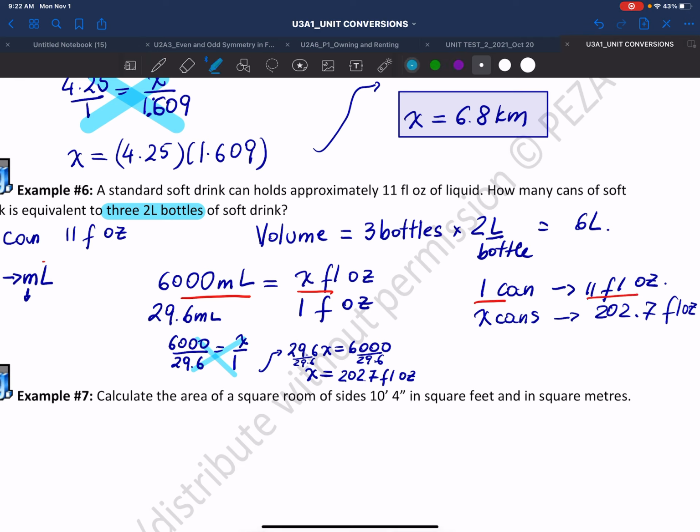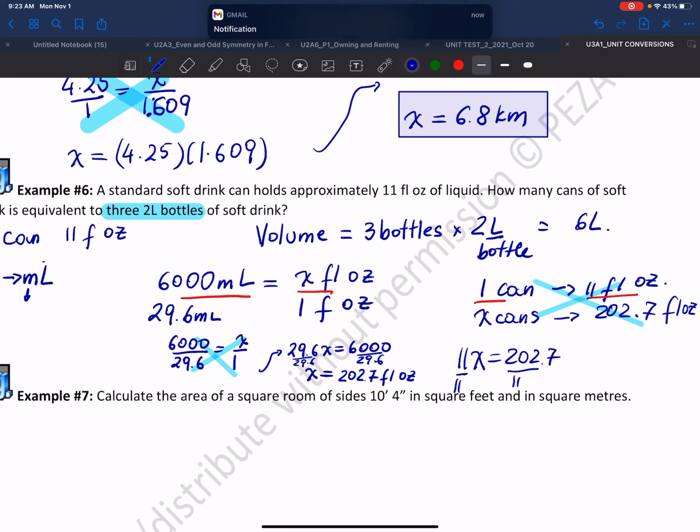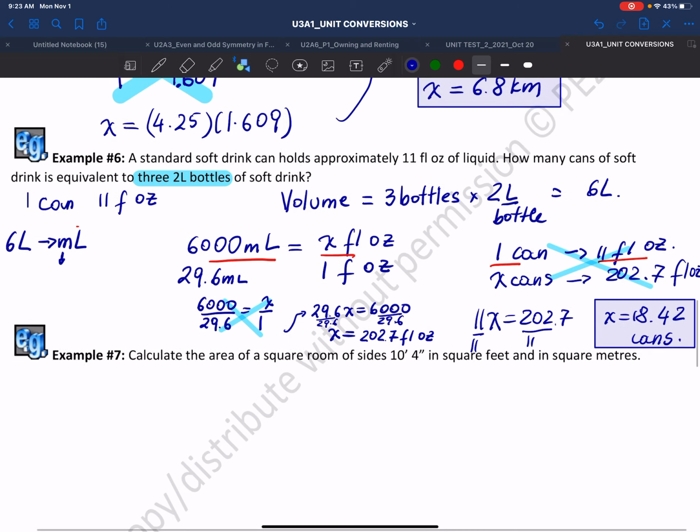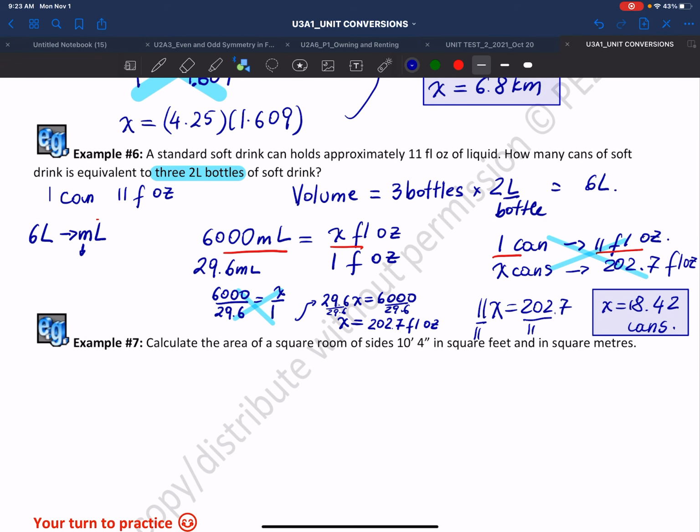So cross multiply again. And we have 11x equals 202.7. Divide both sides by 11. And we get approximately 18.42. So we are going to be able to fill 18 and a half approximately, right? 18 and a half cans of soft drink with the 2-liter bottles.